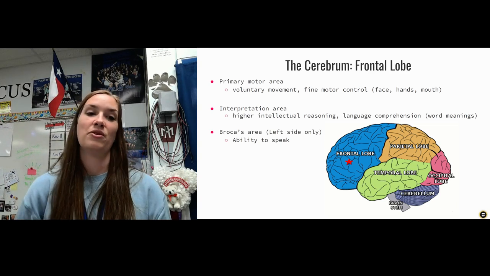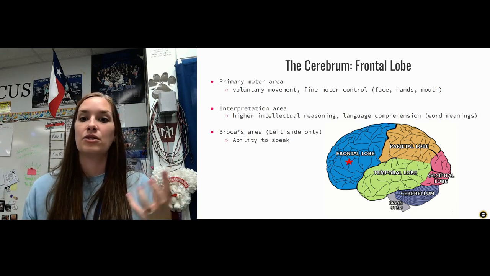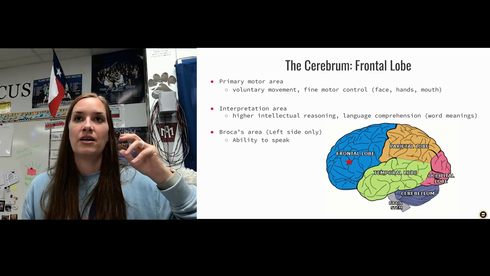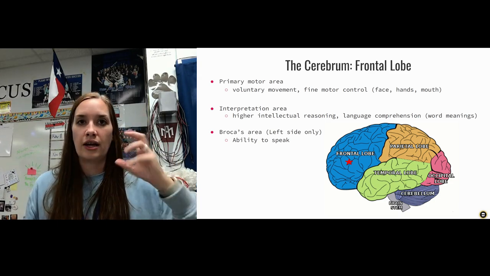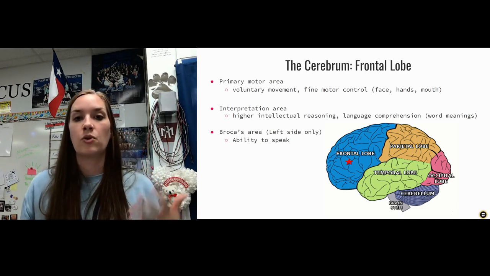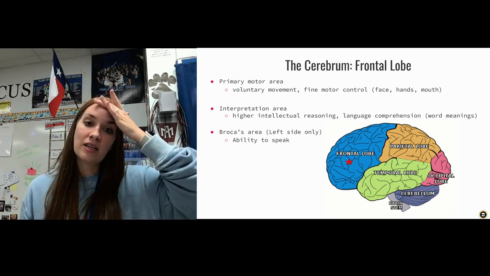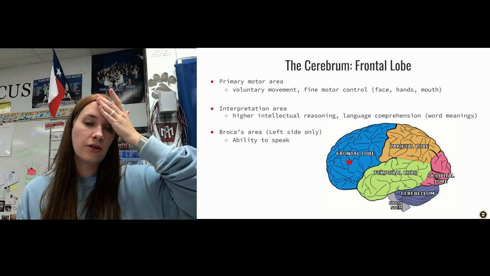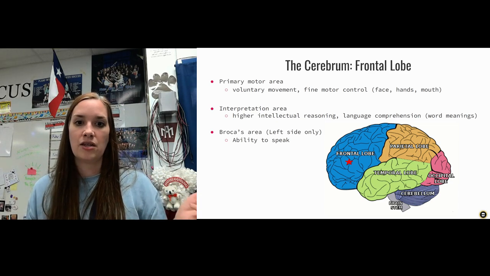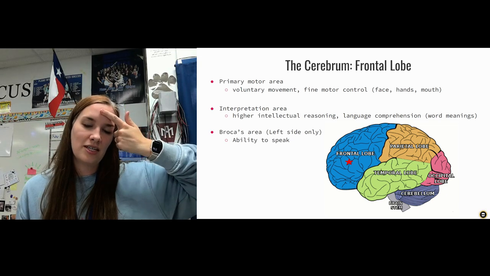Very important for the frontal lobe, though, is going to be this interpretation area. This is going to be that higher intellectual reasoning, some language composition, learning what words mean. When we think about just learning and growing and knowing more as you get older and being able to make better and wiser decisions, it's actually your frontal lobe. So your frontal lobe is not fully developed typically until at least 25 years old. So whenever you think about some teenager, let's say, making a bad decision, it's very likely at least slightly associated with an underdeveloped frontal lobe because it's not done yet.